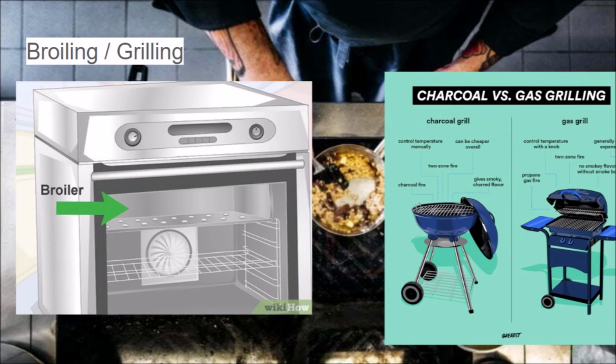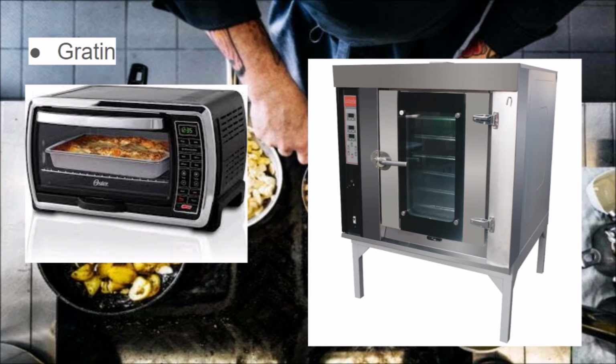Broiling and grilling. So, for broiling, you could use an oven that comes with the function of broiling, and for grilling, usually you can use a charcoal grill or a gas grill such as you see in these images. For gratin, you can use a toaster oven that helps you to achieve a caramelized top, or you can use the function on a conventional oven or a convection one.